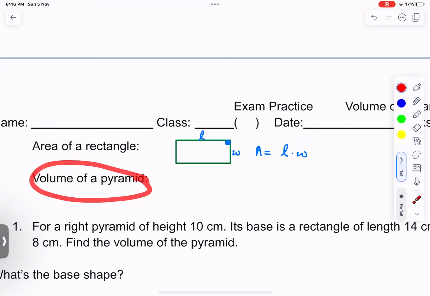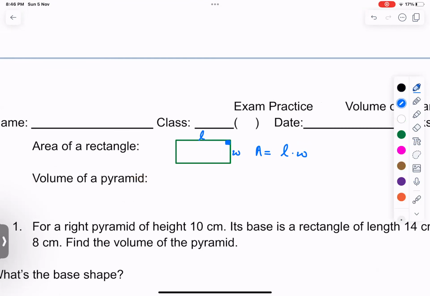Then how about for a pyramid? For all the pyramids, volume will equal base shape area times height. And then don't forget to times with 1/3.